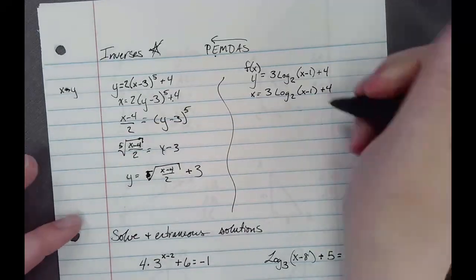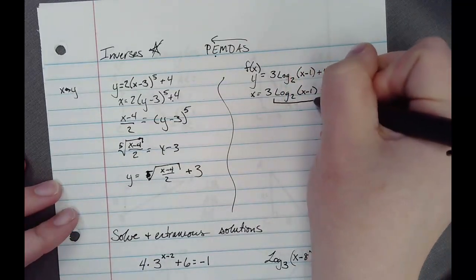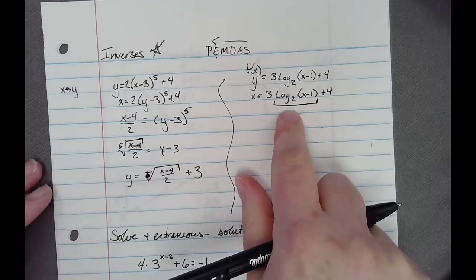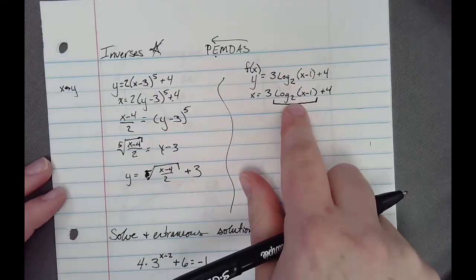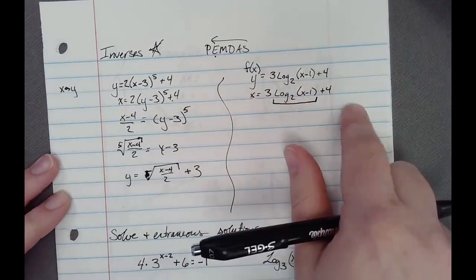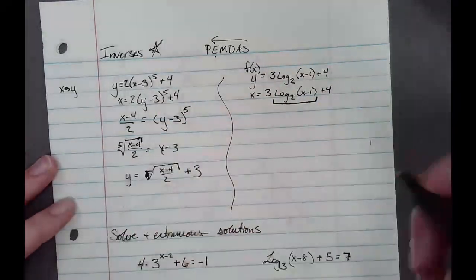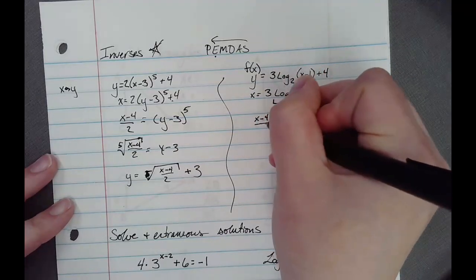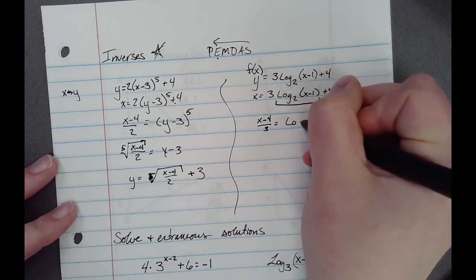It's just going to depend on which version of the test you have. If you are dealing with a log or an exponential, you need to get rid of everything outside of that particular piece. So in this case, it's a log, so I need to get rid of everything outside of the log base 2 section of my equation, meaning the 3 and the 4 both have to go to the other side before I can do anything else. So I'm going to subtract the 4 and then divide by 3, and that gets me here.